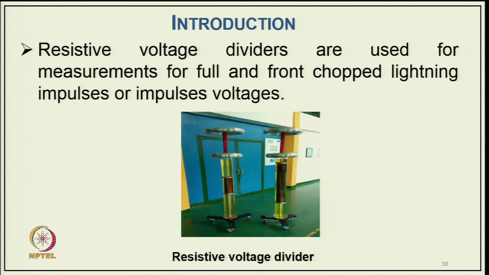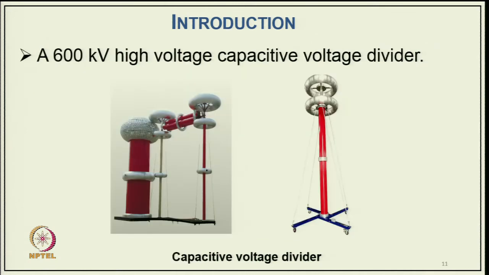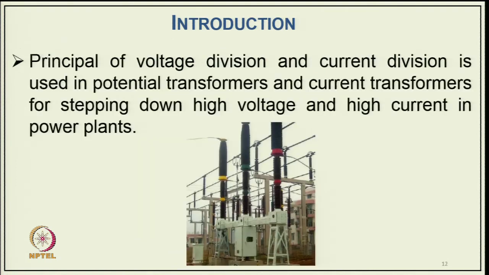Resistive voltage dividers are used for measurement of full and front chopped lightning impulse voltages, as you can see in the diagrams of a resistive voltage divider. Then there is the 600 kilovolt high voltage capacitive voltage divider, which you can see in the diagram with the different components of this voltage divider.